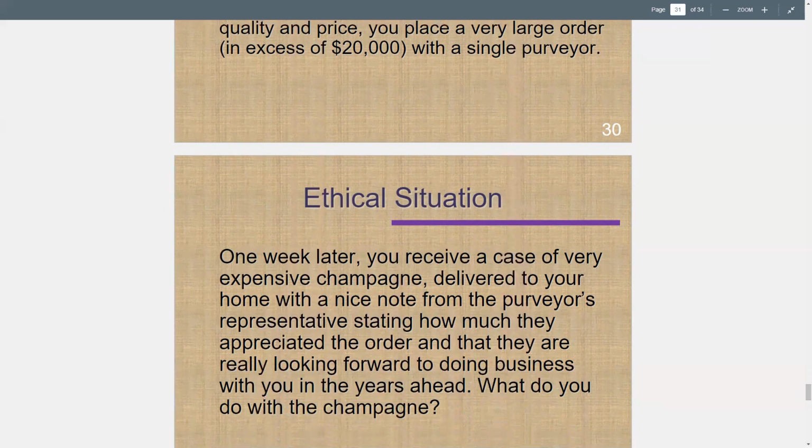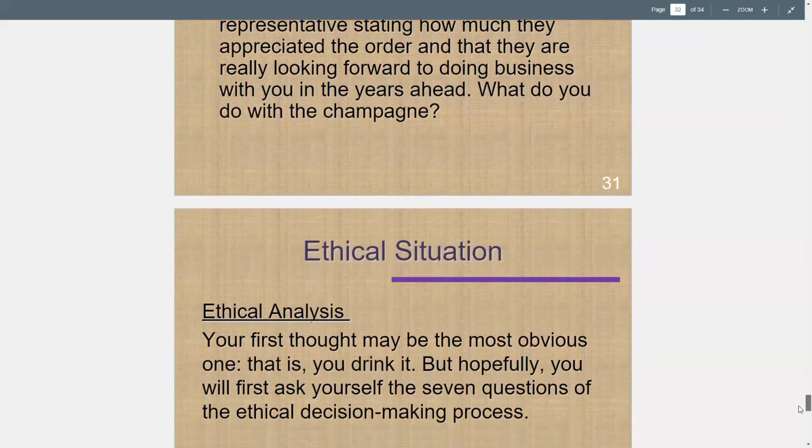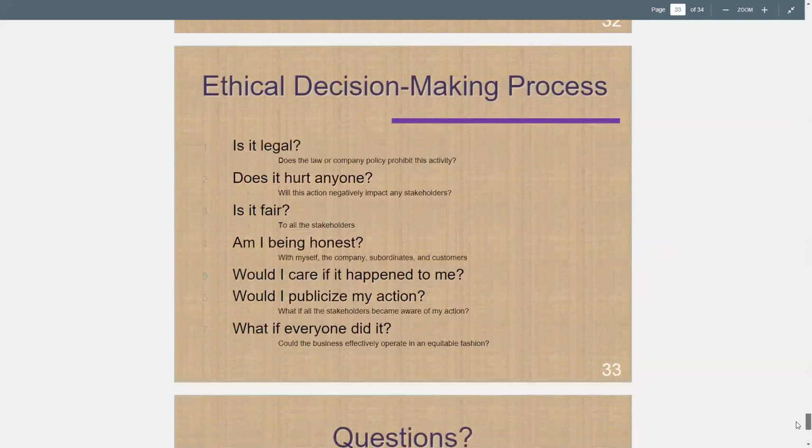And so you might be tempted next time to give the contract to this purveyor, even if he doesn't come in best, because you feel like you owe him, or maybe you feel like, I'm going to get some free champagne out of this. And so that's where the ethical issue arises. So now we're going to look at the 7 questions as we consider this.